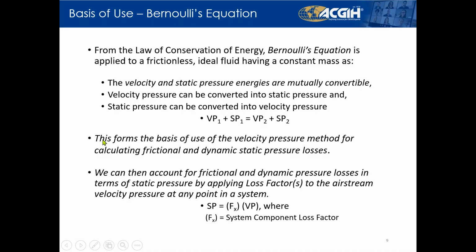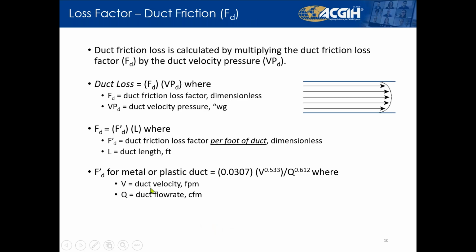We can then account for frictional and dynamic pressure losses in terms of static pressure by applying what we call loss factors to the airstream velocity pressure at any point in a system, so that static pressure is equal to F sub x times our velocity pressure, where F sub x is a system component loss factor unique to each system component. So let's look at some of the loss factors.